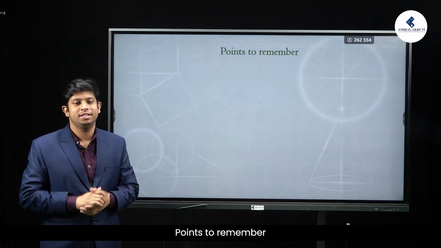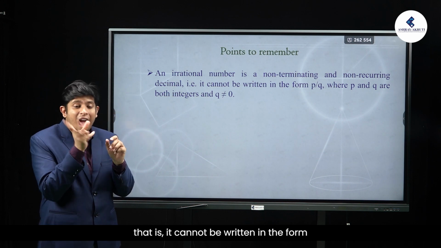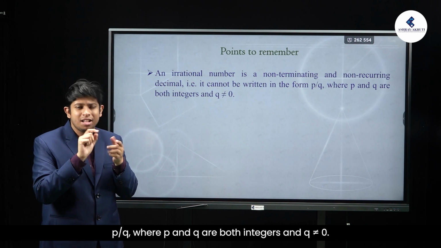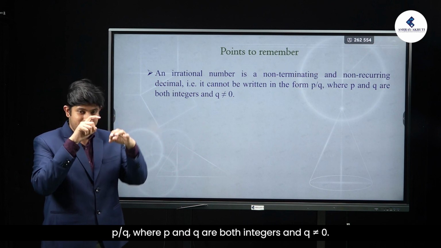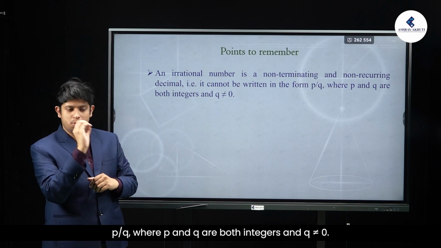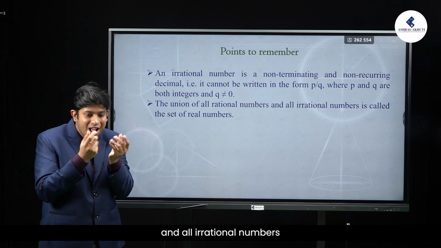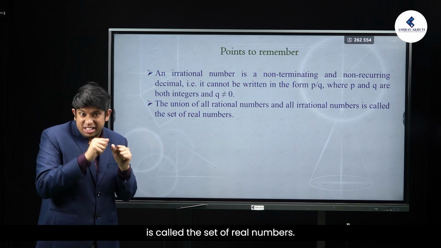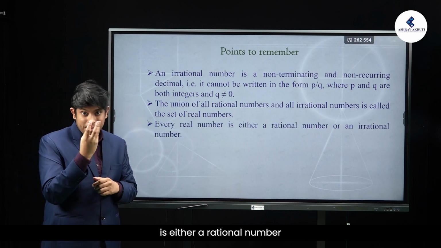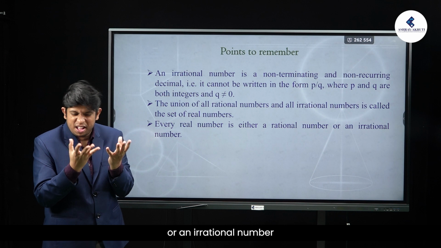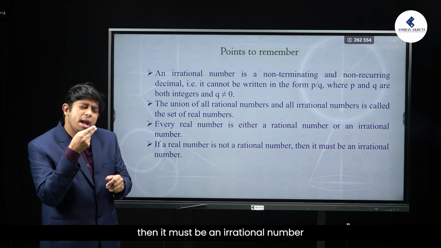Points to remember: an irrational number is a non-terminating and non-recurring decimal, that is, it cannot be written in the form p by q, where p and q are both integers and q not equal to 0. The union of all rational numbers and all irrational numbers is called the set of real numbers. Every real number is either a rational number or an irrational number. If a real number is not a rational number, then it must be an irrational number.